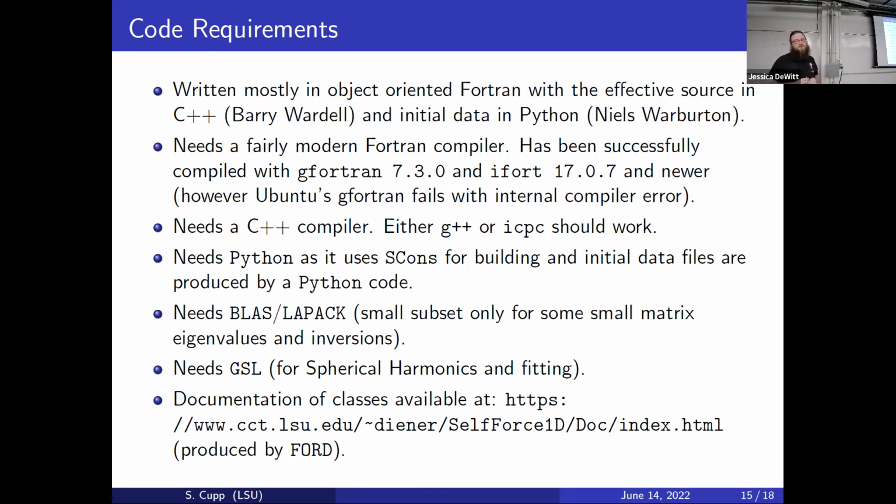It does need a fairly modern Fortran compiler. Here are some examples of things it has been compiled with. Peter found that Ubuntu's gfortran fails with some internal compiler error. It's not a version thing, it's Ubuntu's internal one, the one it gives you. I don't really know why exactly. It does need a C++ compiler, of course. It needs Python because it uses SCons to build, and there are some initial data files produced with Python code. We do need BLAS/LAPACK, we need GSL, and then there's this documentation.